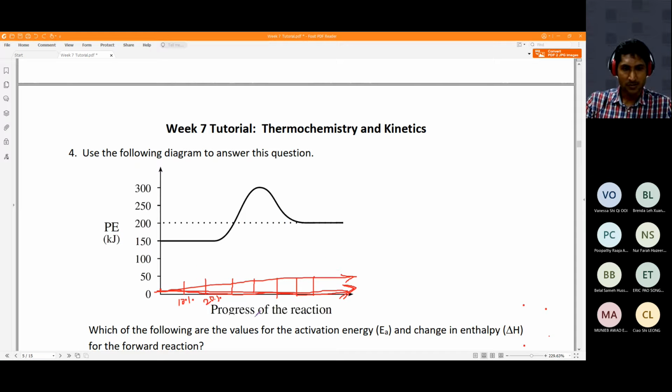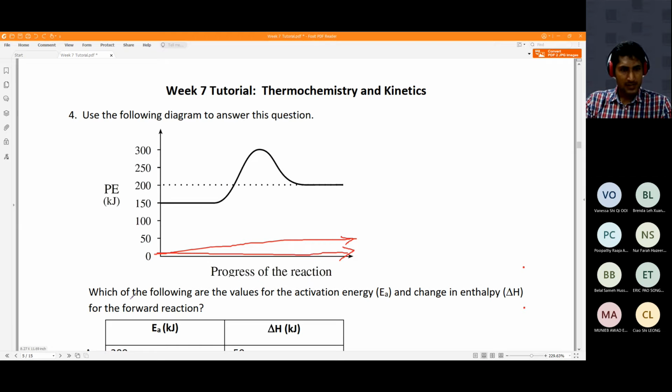I wanted to do this to relate it to yesterday's lab. Okay, so now it says to use the following diagram to answer the question. Progress of the reaction, which of the following are the values for activation energy? Once again, I'm not going into detail. We started from here at 150. So this is the reactant, let's say A plus B. They are reacting, A plus B, right?